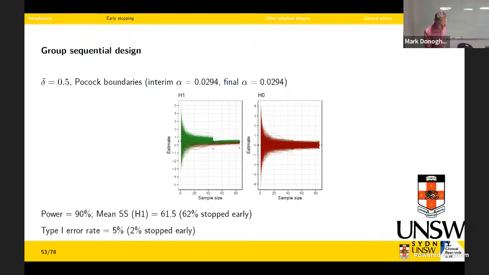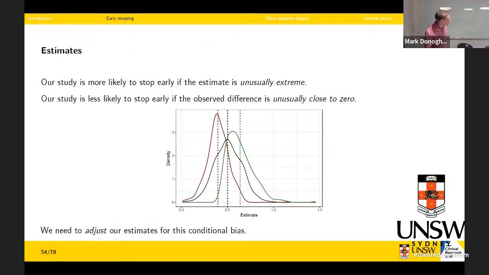So this is a free lunch in some sense. We've got the same amount of power. We've got a lower expected sample size, and we've got the same type 1 error rate. The bit that's not free about that lunch is that I guess you just got to think about it first before you run your study.